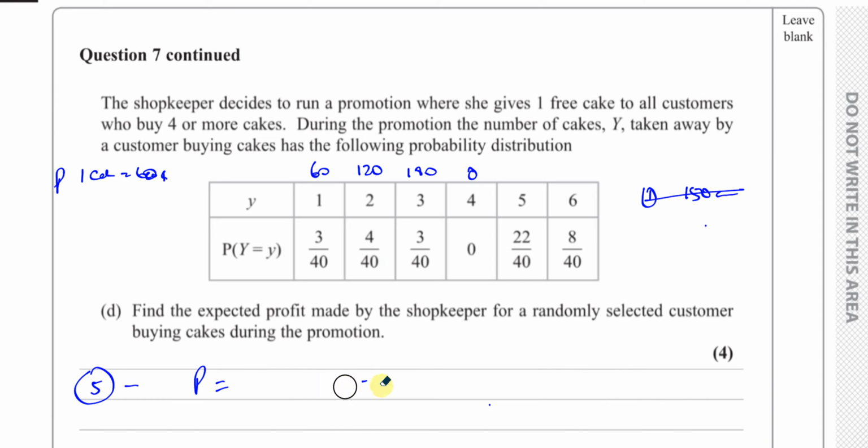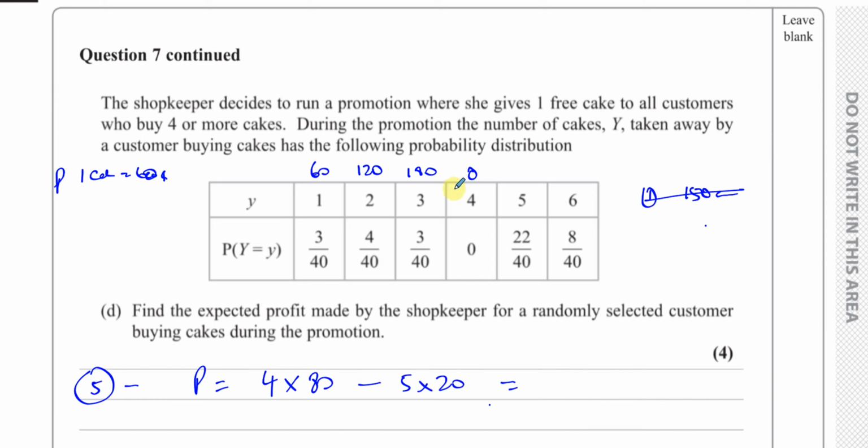So it's going to be 4 times the cost, which is 80, minus, and they're actually taking away how many cakes? 5 cakes. So it's 5 times the cost of each cake, which is 20. All right, so that's how much money is coming in, and that's how much the cost of those cakes actually is. So the profit is different here.